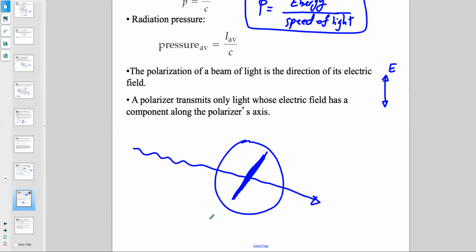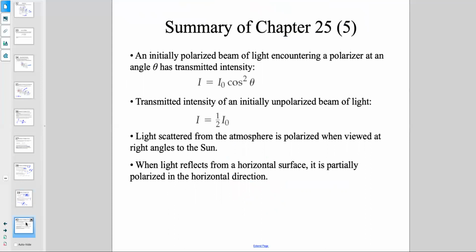An initially polarized beam of light encountering a polarizer at an angle of theta has a transmitted intensity of I0 cosine squared of theta. This is also called an analyzer. For the transmitted intensity of an initially unpolarized beam of light, it will be half of its original value.